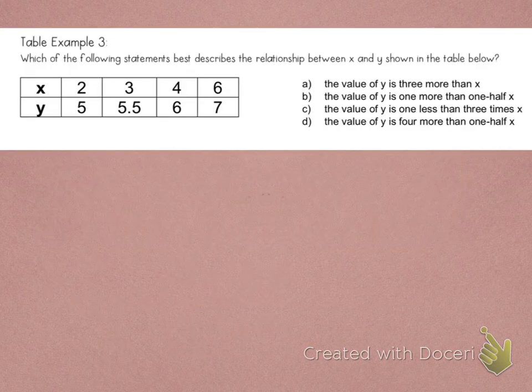Okay, so here's our last table example. Which of the following statements best describes the relationship between x and y shown in the table? So the y value is 3 more than x, according to A. Y value is 3 more than x. So if we look at y, this is a 5. 5 plus 3, y is 3 more than x, is what that's saying.